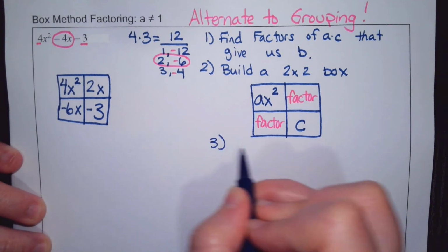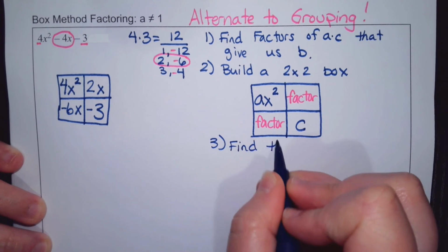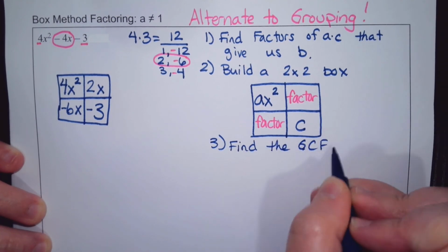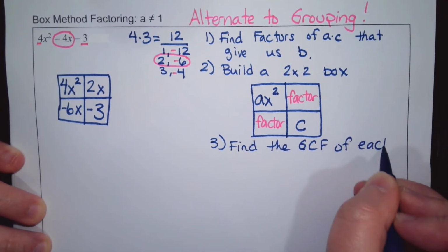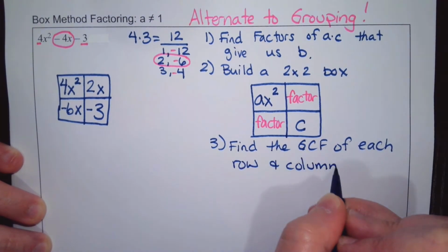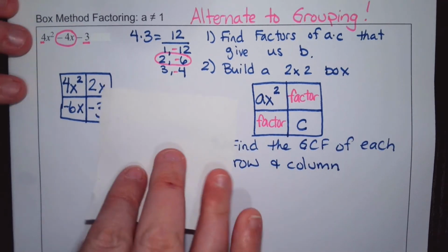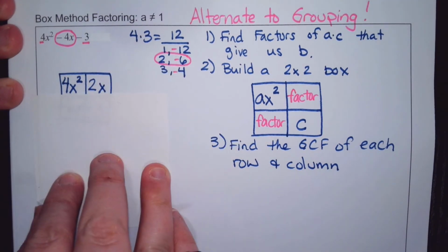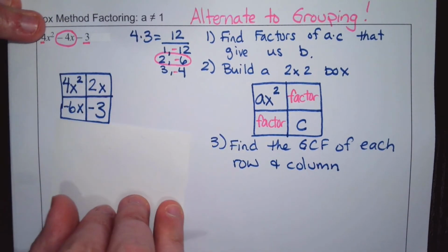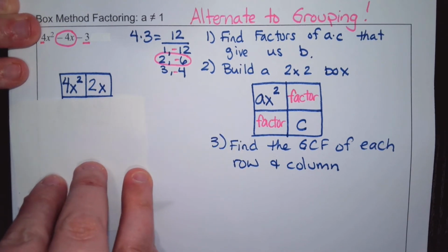Step 3. Find the GCF of each row and column. I highly recommend having like a post-it note, so that way you can cover up your rows and columns, and it'll help you take the GCF out. So let's start with the rows.